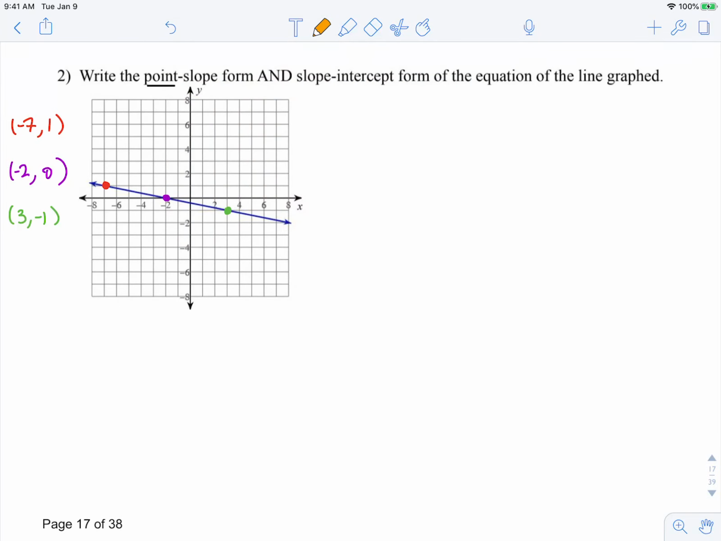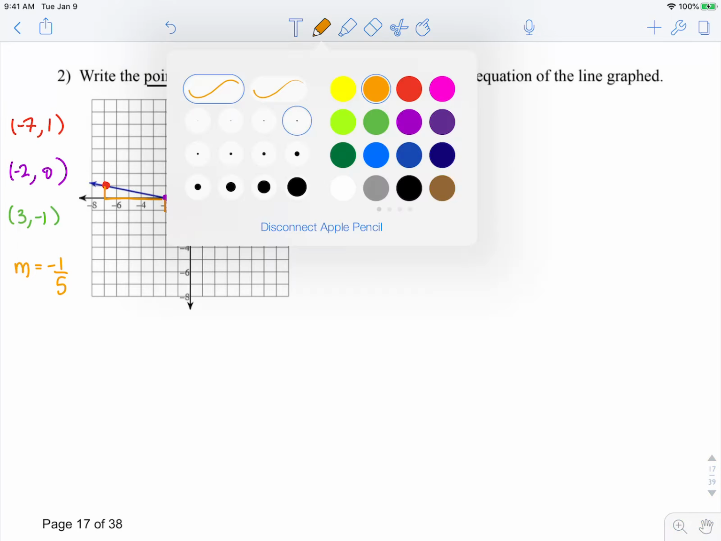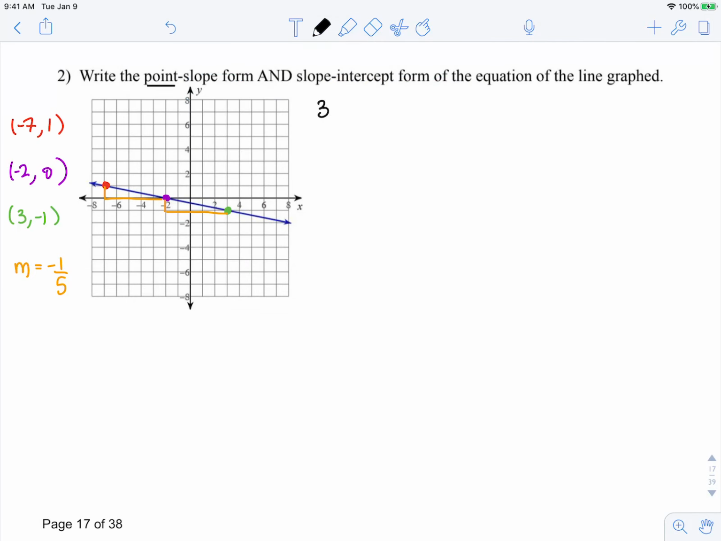Now, looking in between those points, I should see my slope. Down 1, right 5. So my slope is -1/5. So now that I have some points and some slopes, I have 3 options for point slope form. Okay?